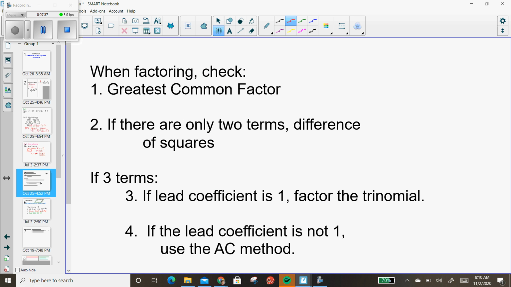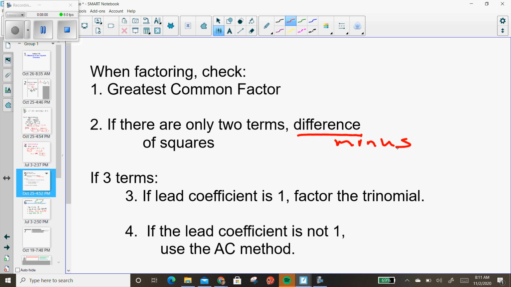Okay, quick summary. Whenever you have something that you are factoring, always look for GCF first. If you have two terms, is there a minus sign? Because if there's a plus sign, you cannot factor two terms. If there wasn't a GCF, there's nothing else you can do.